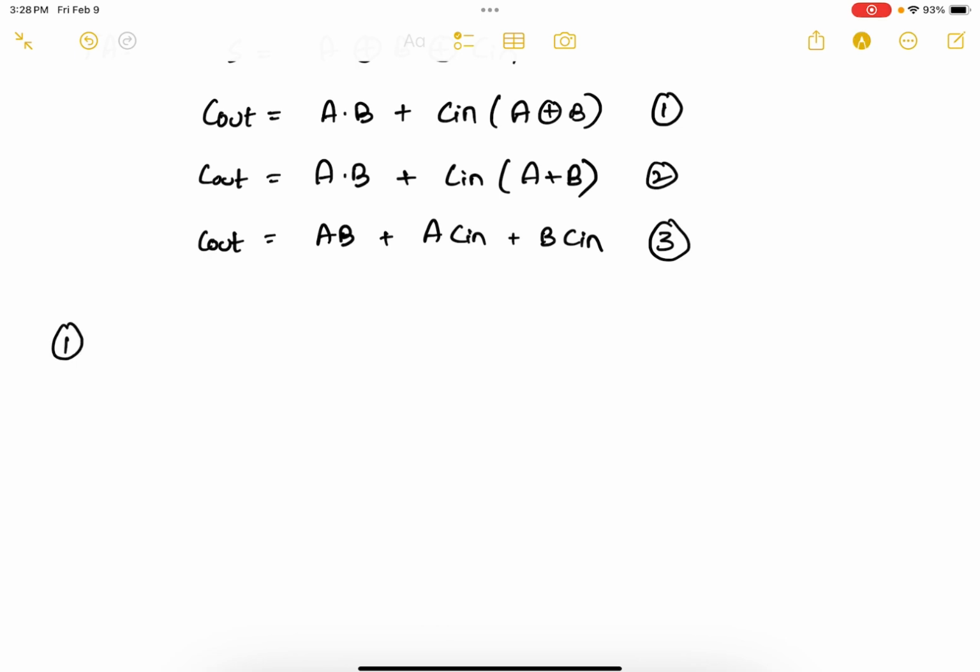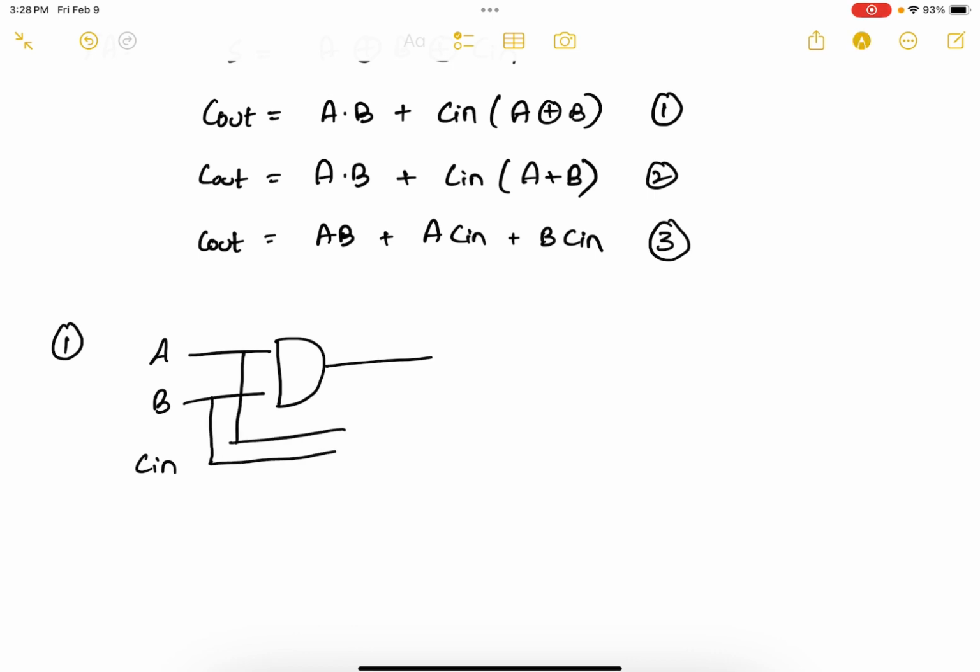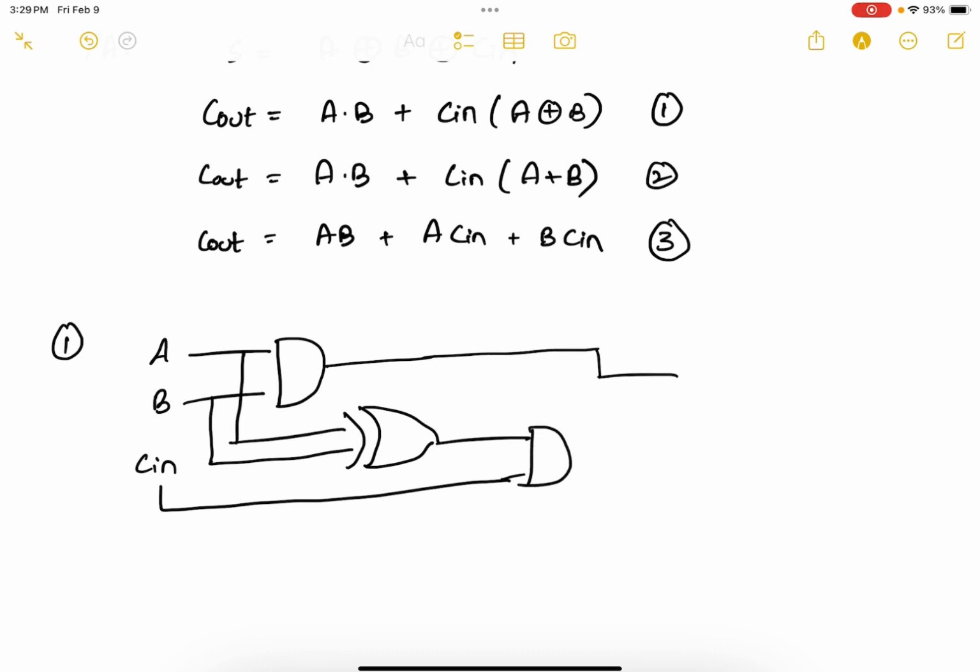So for the first circuit, we have already seen this. You have A, B, and Cin. A and B go into an AND gate, and then you have A and B go into an XOR gate. Then you have Cin, which is ANDed with the XOR output, and this one is ORed. So that's Cout.